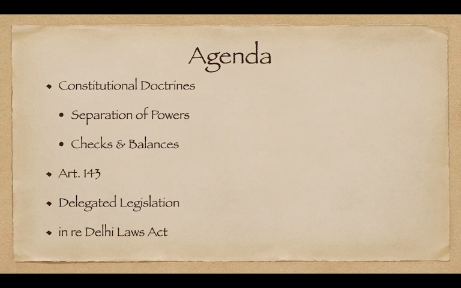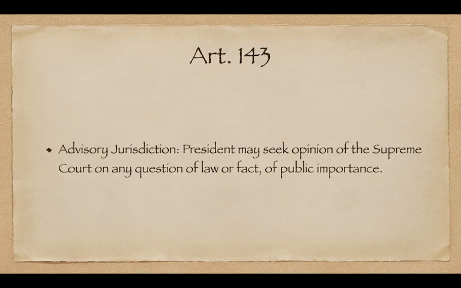This video will be devoted to Article 143, what it entails, why it exists, and so on. And in the next one, we will look at what delegated legislation is as a concept, and then finally we will move on to the actual judgment of the Supreme Court in the matter of the Delhi Laws Act. So first of all, in this video, Article 143 is the point that we will be looking at.